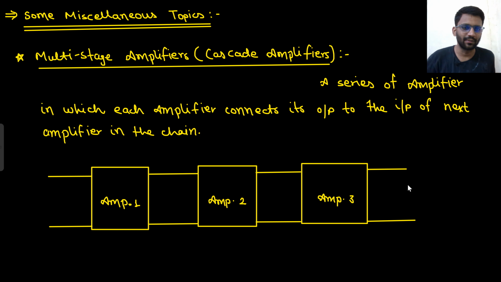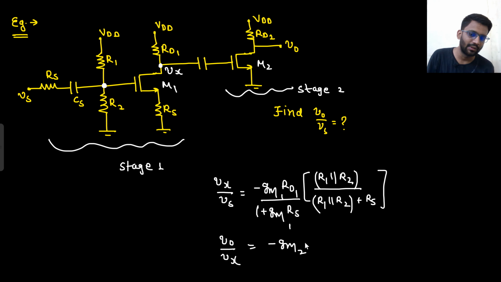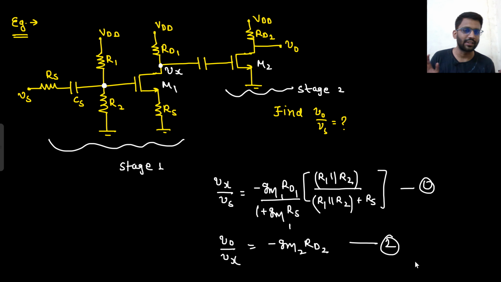How could you write V0 by Vx? What is V0 by Vx? That is minus Gm2 into Rd2. Say yes or no? V0 by Vx is minus Gm2 into Rd2. So Vx will be amplified by the Gm2 factor. So this is equation 1 and this is equation 2. The gain of the first stage is this, and this is the gain of the second stage.